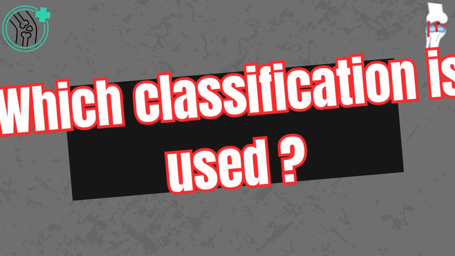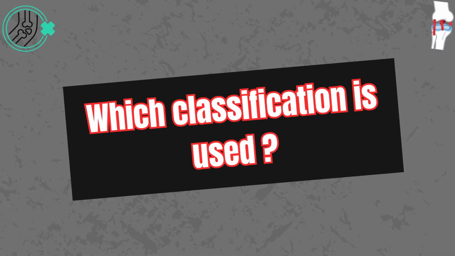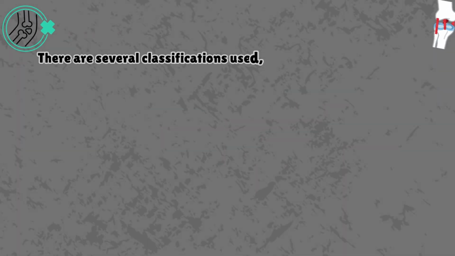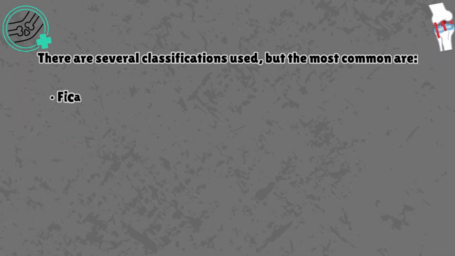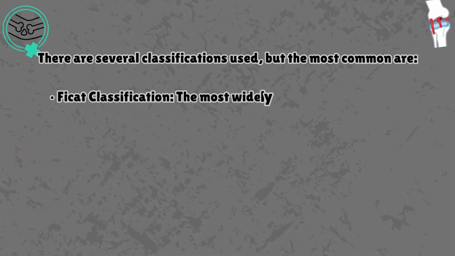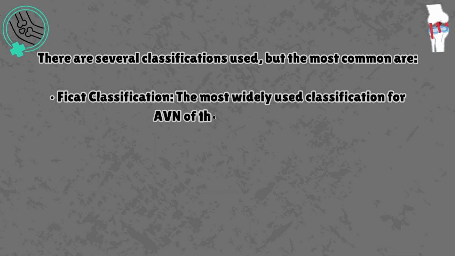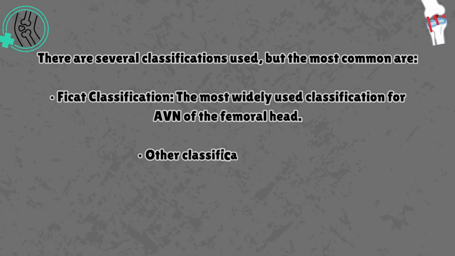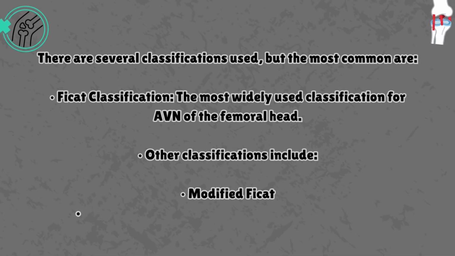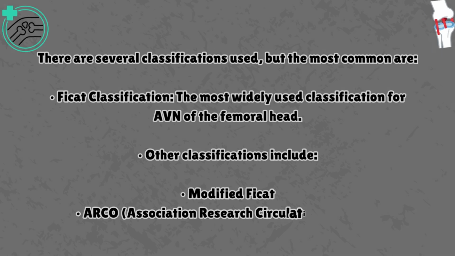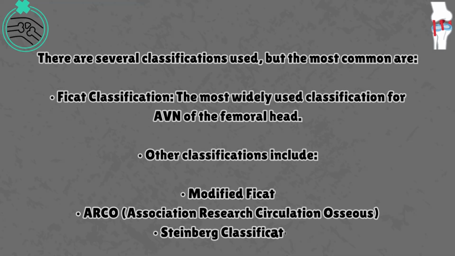7. Which classification is used for AVN of the femoral head? There are several classifications used, but the most common are: Ficat classification, the most widely used classification for AVN of the femoral head. Other classifications include Modified Ficat, Association Research Circulation Osseous, Steinberg classification.